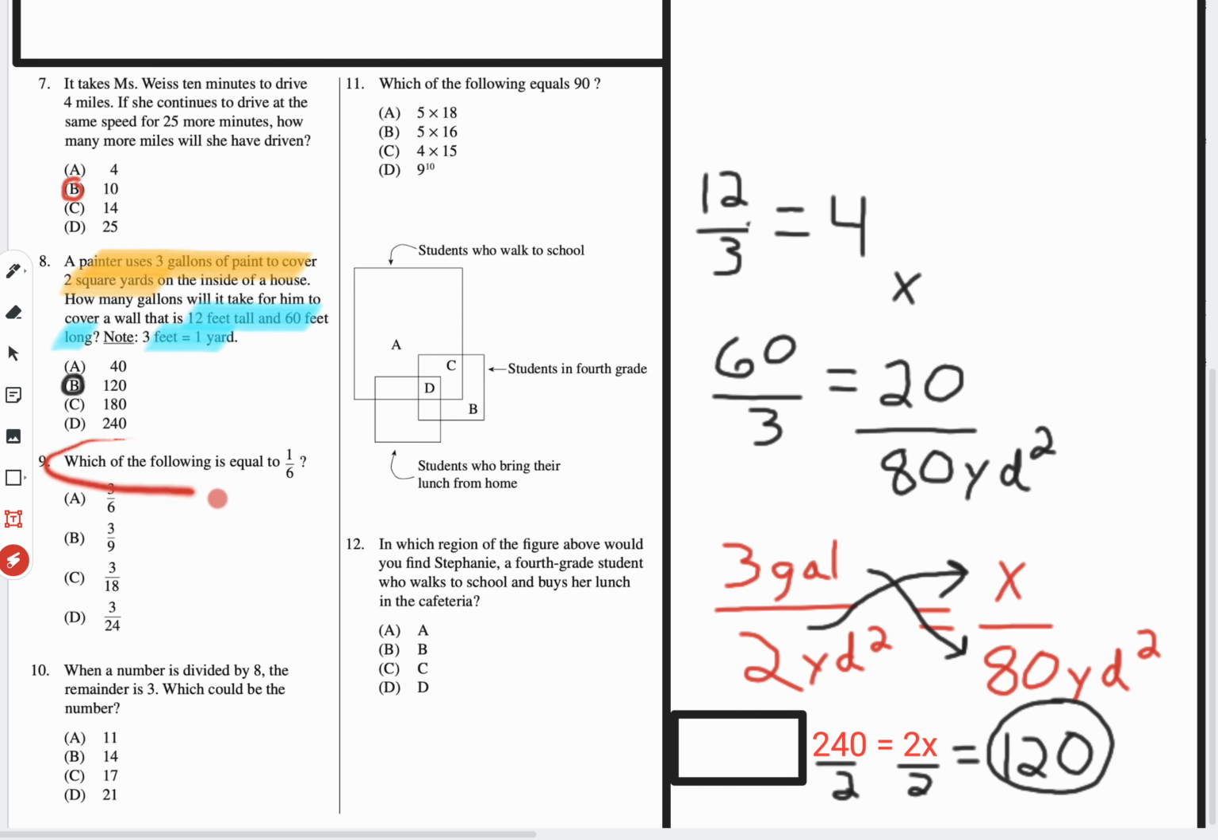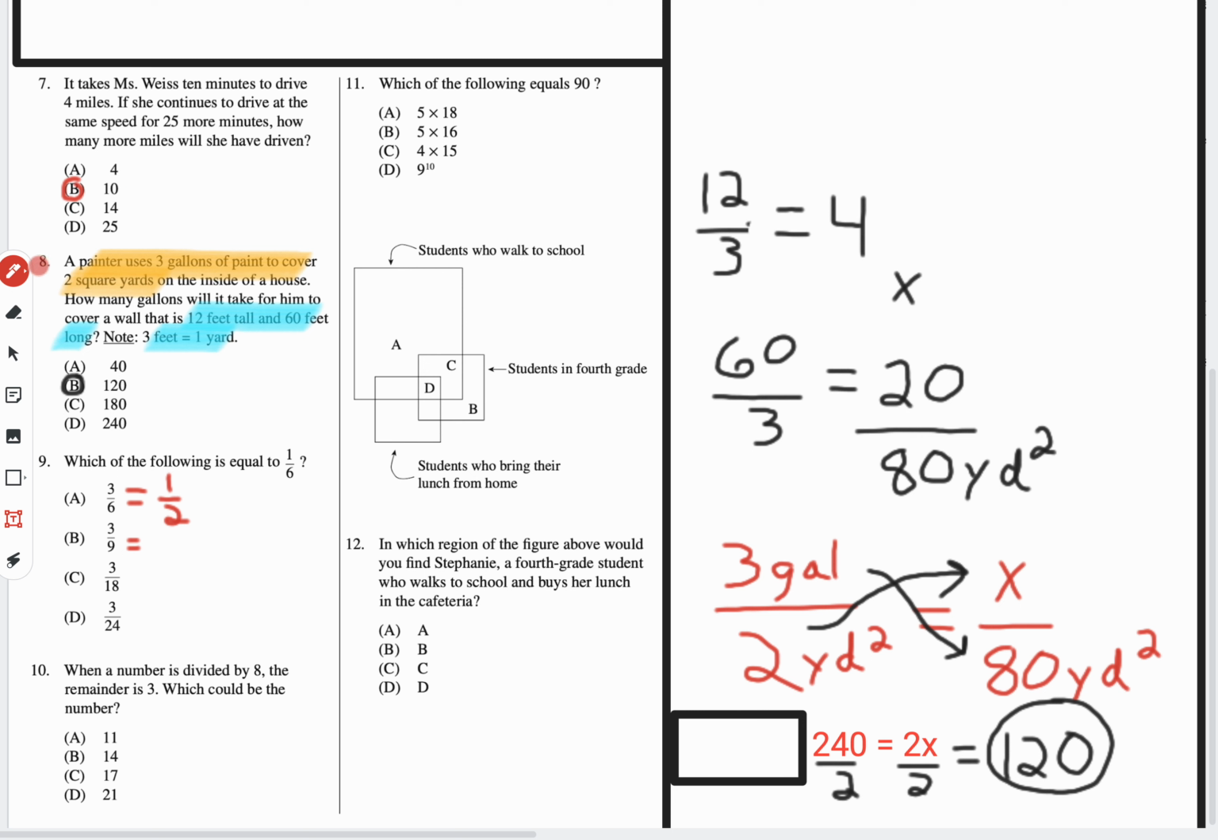Number 9, which of the following is equal to 1/6? Here we want to reduce our fractions. Let's reduce them. We need to find a common factor to divide both the numerator and denominator out by. For example, 3/6 can both be divided by 3 because both 3 and 6 go into 3/6. If we divide both the numerator and the denominator by 3, 3 divided by 3 is 1, 6 divided by 3 is 2. 3/6 reduces to 1/2.